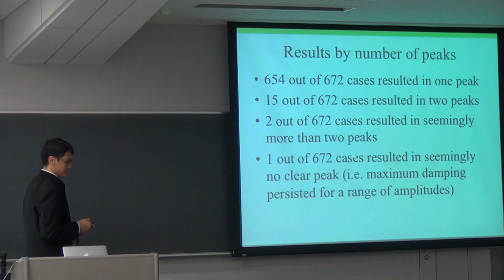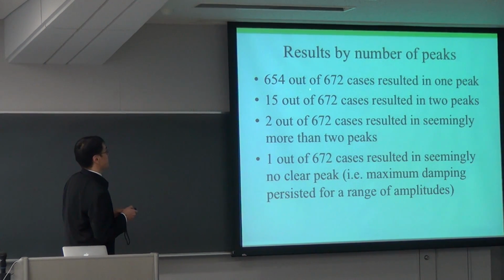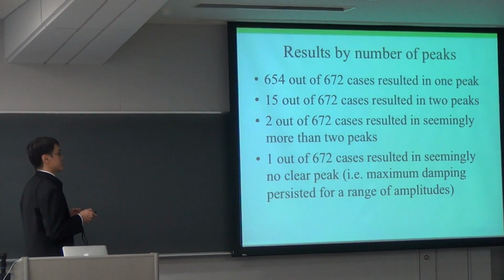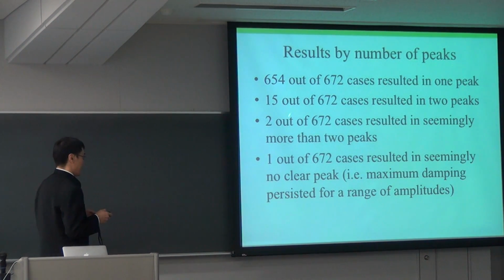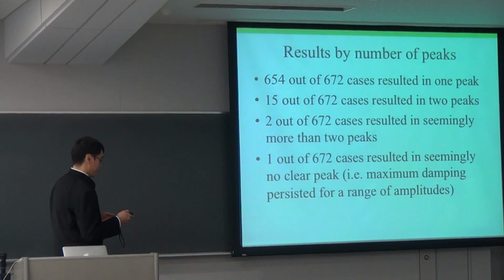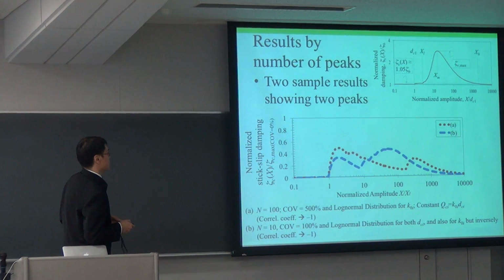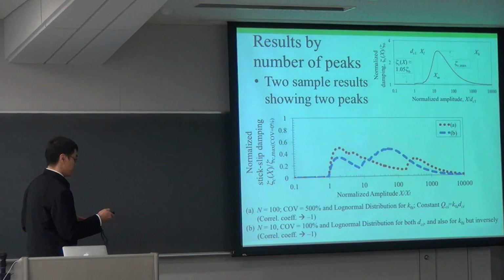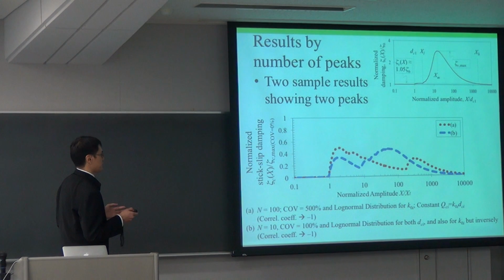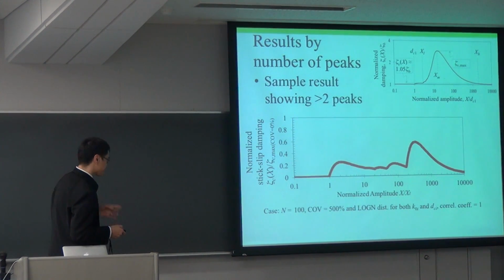In terms of number of peaks, basically 654, or most of the cases resulted in just one peak. So if you have 6 components, it's more likely to result in just one peak or one maximum damping. And then there are 18 other cases, 15 cases with generally we can say 2 peaks. For example, here, damping increased with amplitude, and then reached a peak, decreased, and then reached another peak, and so on. So this is seemingly 2 peaks. It occurred for 15 cases only.